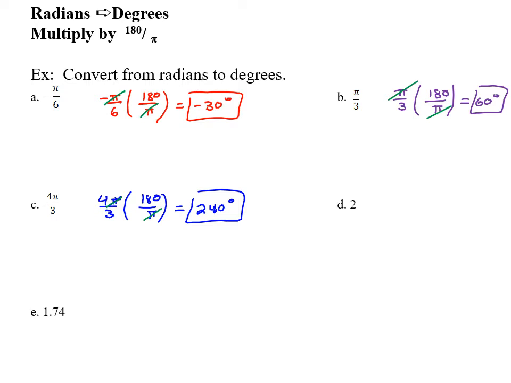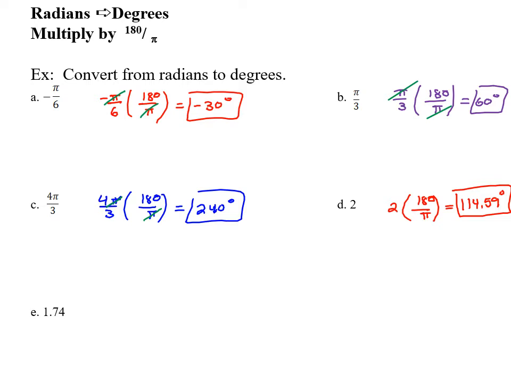Now, on part D, it just says 2 radians. And I still have to do the same process. I still multiply by 180 over pi, but there is no pi in my angle. And so we'll have to just go to the calculator and say, what is 360 divided by pi? And you get about 114.59 degrees. That's about what 2 radians is.